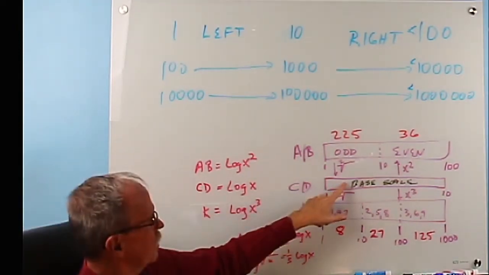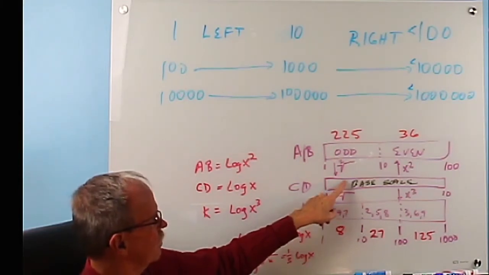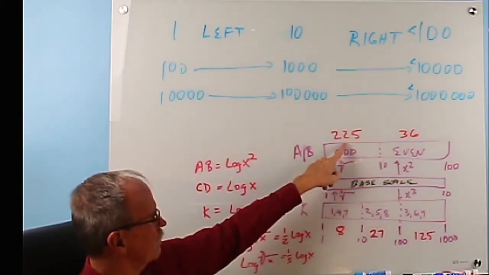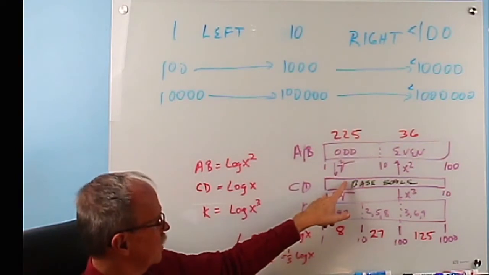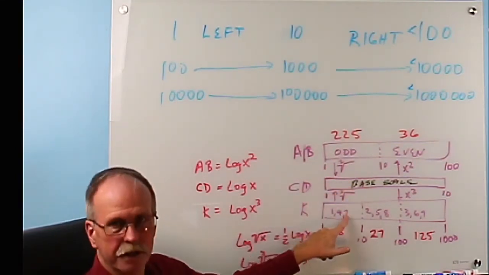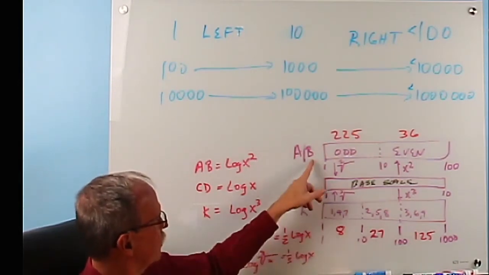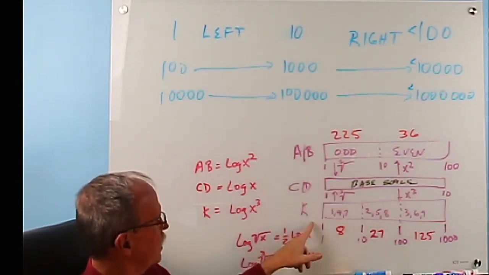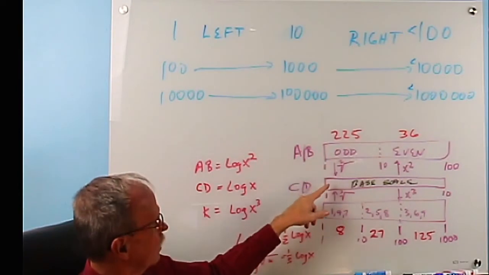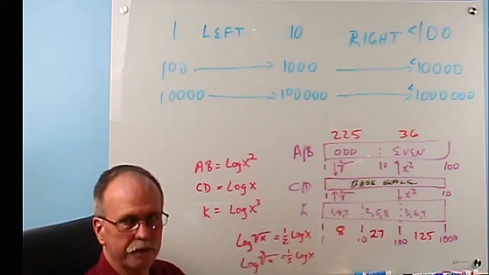So if you start with a number here on the CD scale and you move straight up, that's the square of that number. If you move down to the K scale, that would be the cube of the number. Now, if you start with a number on either the AB scale or the K scale, you go down and find the corresponding root of that number.